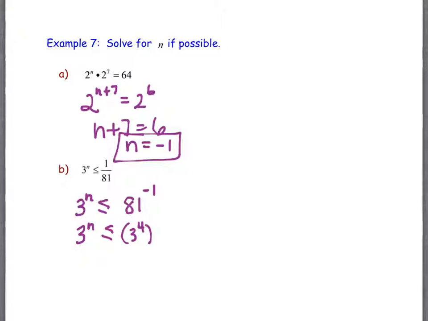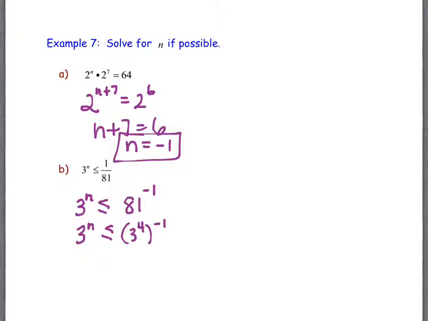That's a perfectly legitimate property. I mean, it's a problem-solving strategy. We want this to be 3 to some power, so try it. Take 3 and try 3 to the 3rd, 3 to the 4th, 3 to the 5th, until you find the value that you wanted. 3 to the 4th will work, but I still have a negative 1 exponent.